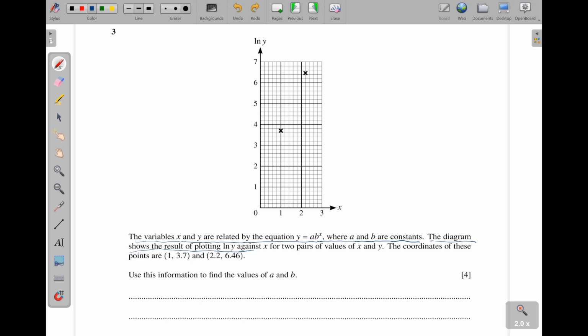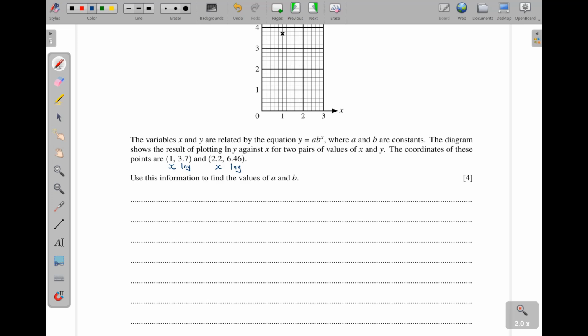Now, before you start such questions, always look at what they have put on the vertical axis and on the horizontal axis. So we have natural log of y against x. Meaning the coordinate here is x, but this one is natural log of y. It is not y, it is natural log of y. Even this one is x, then this is natural log of y. So we can introduce logarithms and then reduce this to a linear form.